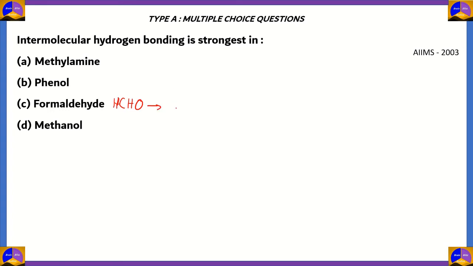So in this structure, no hydrogen is attached to the oxygen atom. So here the oxygen atom does not have hydrogen attached to it. So therefore formaldehyde has very poor hydrogen bonding. So option C is incorrect. Now what about option A?